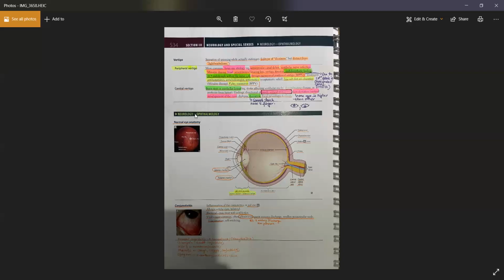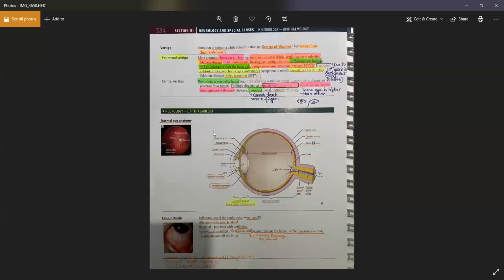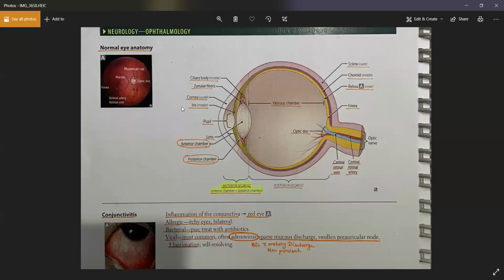Any doubt on the otology? Then let's discuss ophthalmology.